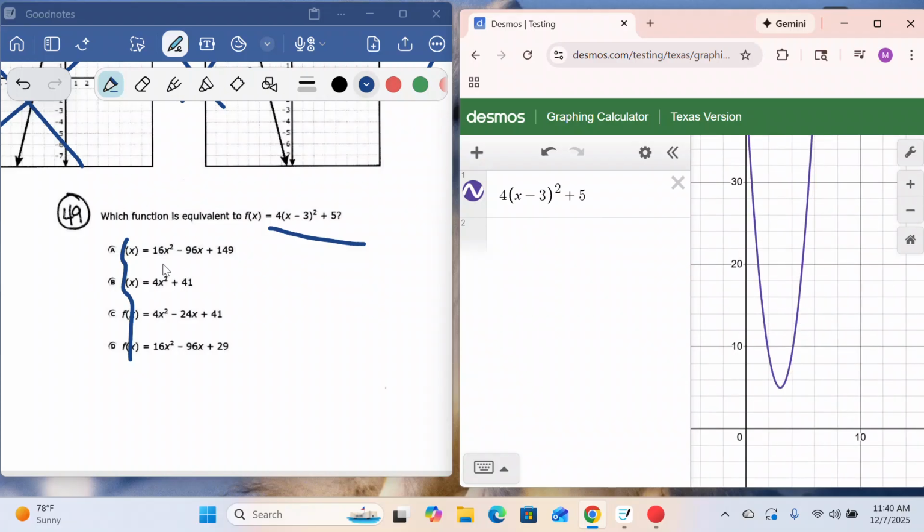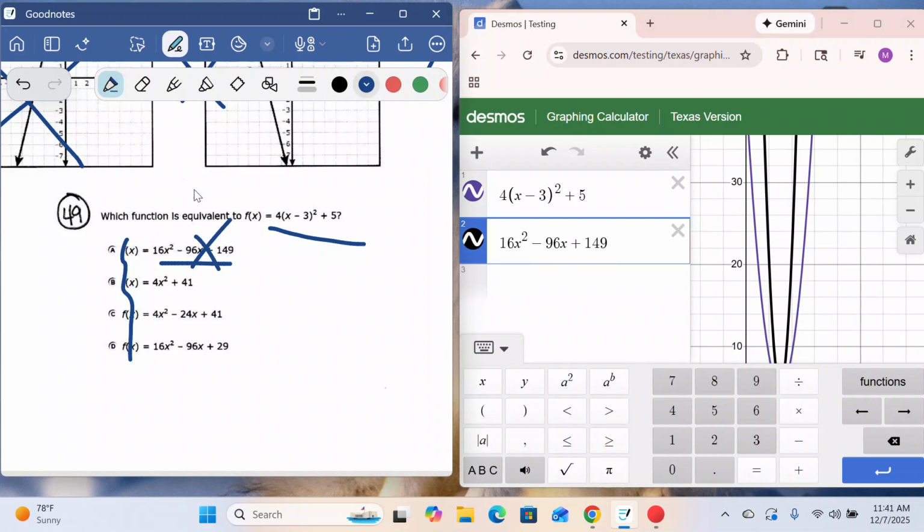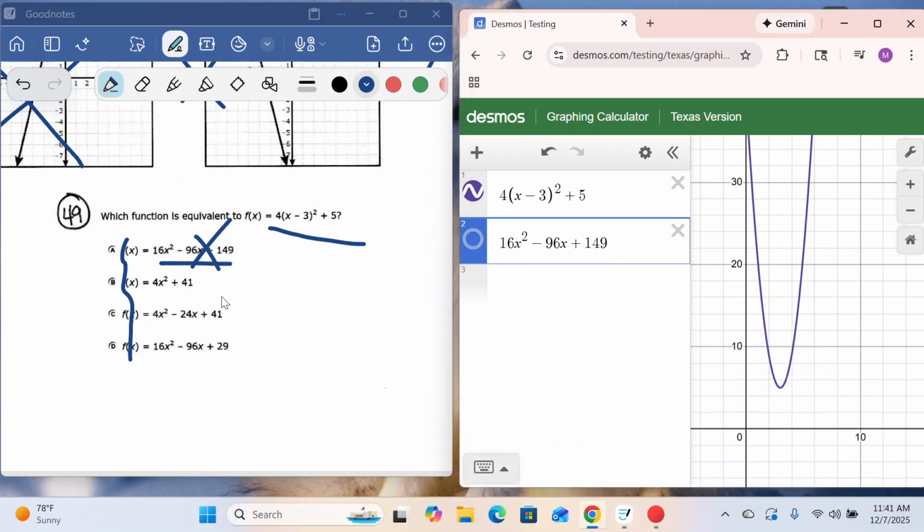So then I'm going to go ahead and do this one. And I'm going to go ahead and input it in number 2. And it's going to be 16x squared minus 96x plus 149. And automatically I can see that it doesn't even match. This is a wrong answer because they have to be right on top of each other. So that one is wrong.